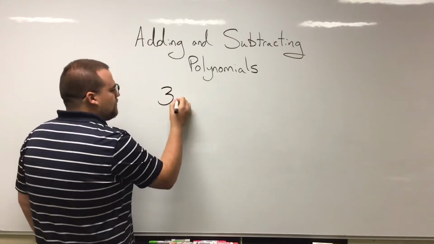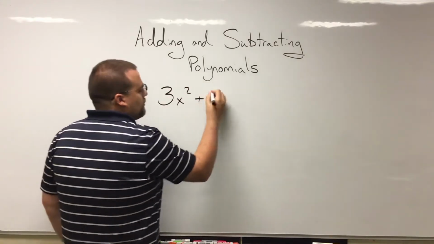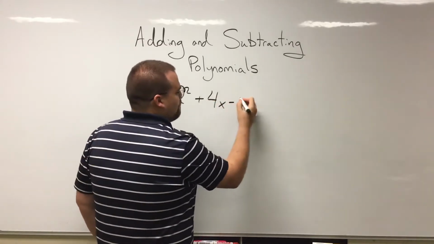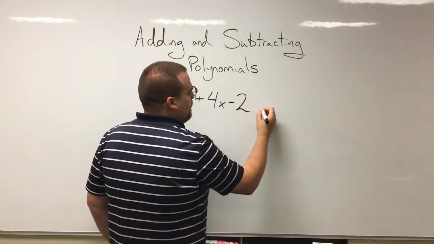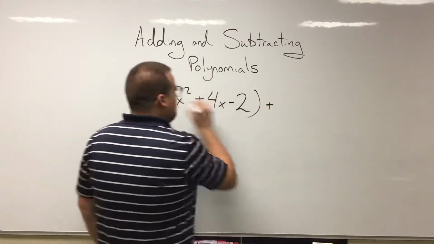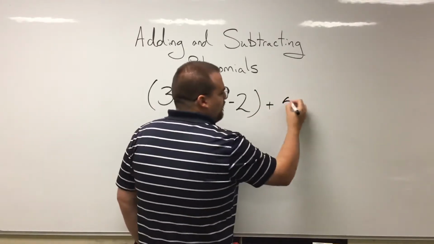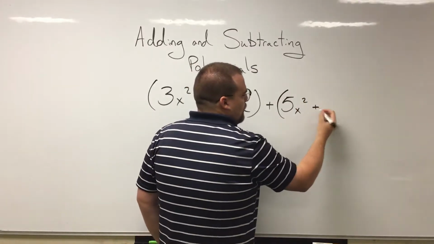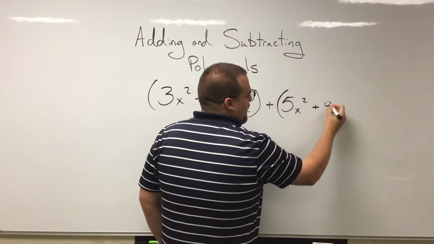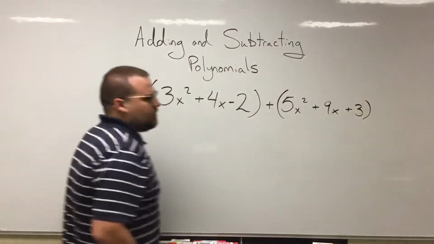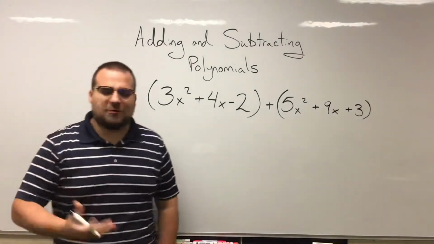Let's say we have 3x squared plus 4x minus 2, and then plus 5x squared plus 9x plus 3. So let's say we have these two polynomials, we want to add them.